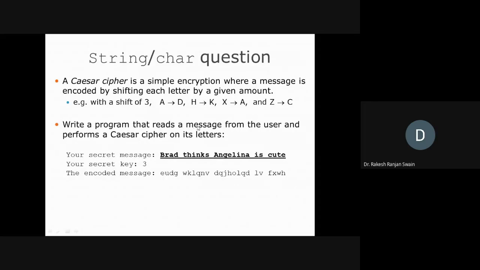Write a program that reads a message from the user and performs a Caesar cipher on its letters. Suppose your message is like this: Brad thinks Angelina is cute. Then your secret key is 3. If you encrypt the message, then the message becomes like this, which means each letter is shifted by 3. B will be shifted by 3, R will be shifted to U, like this. This is our message. So let's try it at home. Otherwise, we will discuss it in the next class.